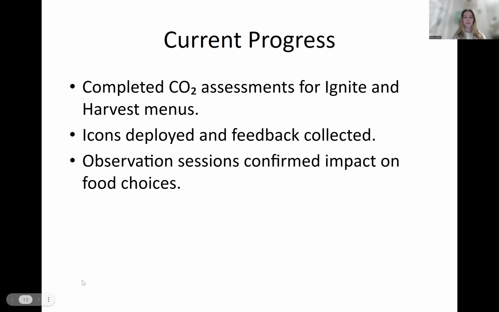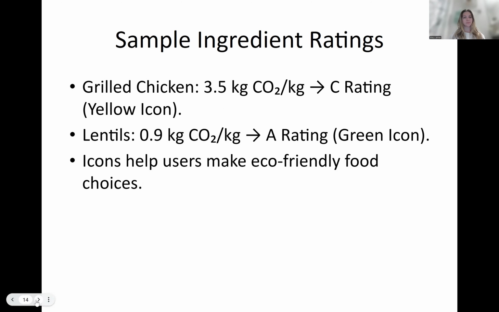So our current progress: we have completed CO2 assessments for 2 stations in one of our dining halls. They are the Ignite and Harvest menus. The Harvest menu is more of a natural menu, so it has more of the healthier options. The Ignite station is more like a grill area where they have hot dogs, burgers, that type of stuff. These icons were deployed and we got some mixed feedback about it, because some people don't really pay attention to it unless they have food allergies, restrictions, stuff like that. And lastly, observation sessions confirmed impact on these food choices.